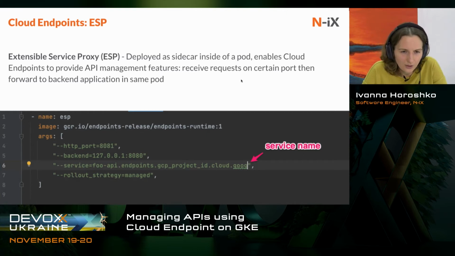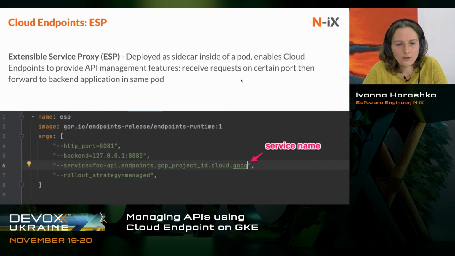So you can see below is the image. That's an example of a definition inside of the pod. You have the name of the container, ESP. The image itself is coming from gcr.io. This is a URL for Google's Docker registry. So this image is maintained by Google itself.